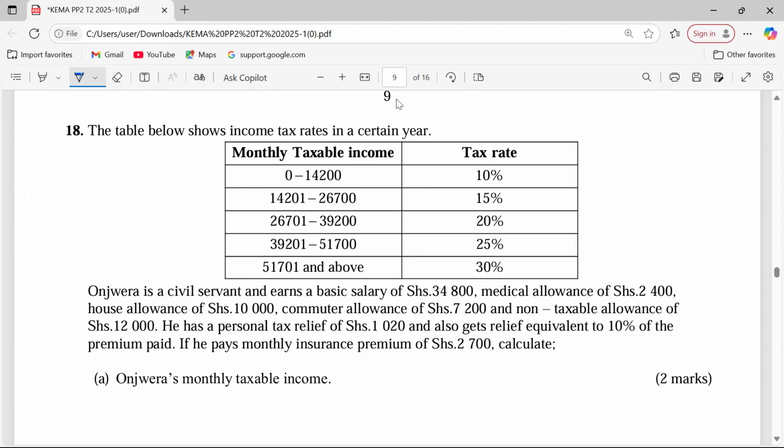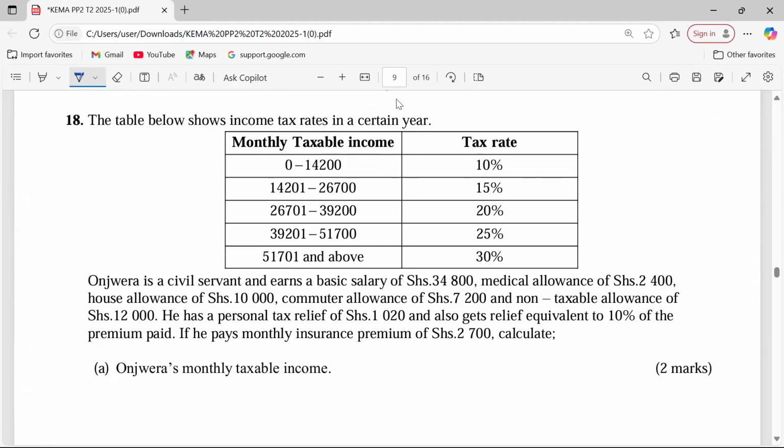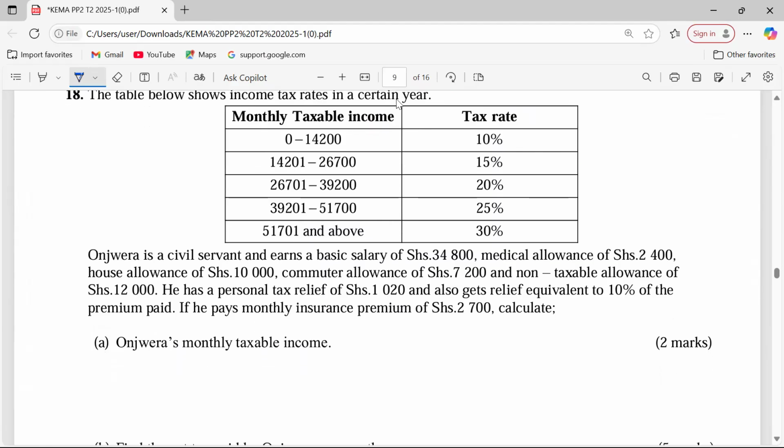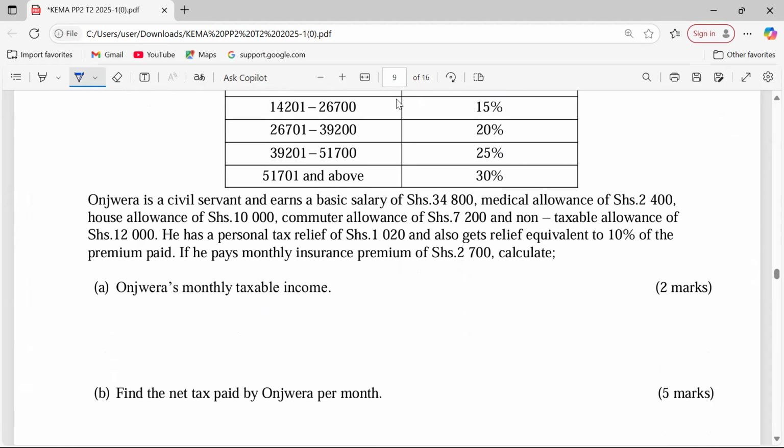and that's why we have number 18 on taxation. The table below shows income tax rates in a certain year. The monthly taxable income is shown. Then we have the tax rates, which are given as percentages. Onjera is a civil servant and earns a basic salary of 34,800 Kenya shillings, medical allowance of 2,400 Kenya shillings, house allowance of 10,000 Kenya shillings, commuter allowance 7,200 Kenya shillings, and a non-taxable allowance of 12,000 Kenya shillings.